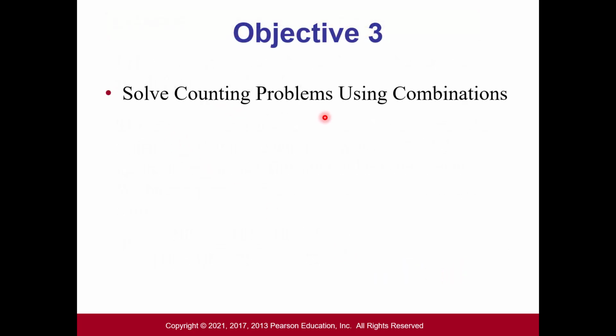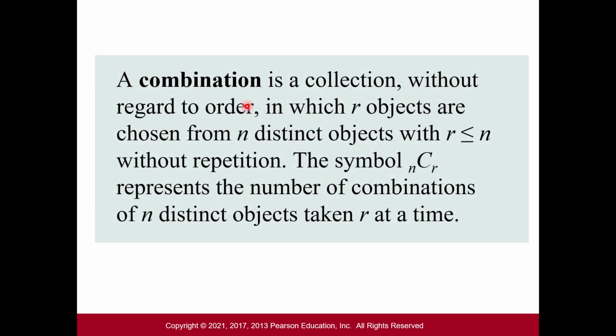Next, let's solve counting problems using combinations. So a combination is a collection without regard to order. So that's actually the main difference from permutation. Permutation, the order mattered. Combination, the order does not matter. And this is in which R objects are chosen from n distinct objects, where R is less than or equal to n without repetition. So all that's the same for permutation. The new part is that we don't have to worry about order.